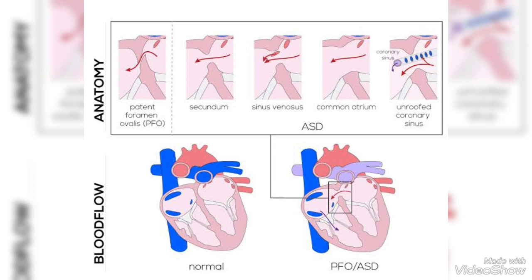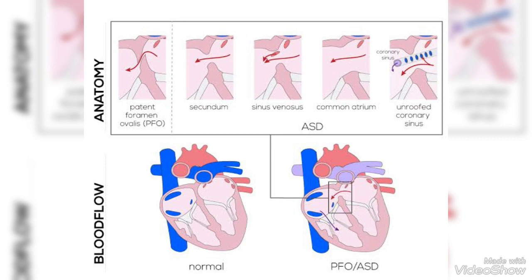A large heart with prominent pulmonary vascular markings may be present. EKG, not used to diagnose. Patient may have evidence of right atrial enlargement. Echocardiogram, diagnostic. Medical management, treatment.